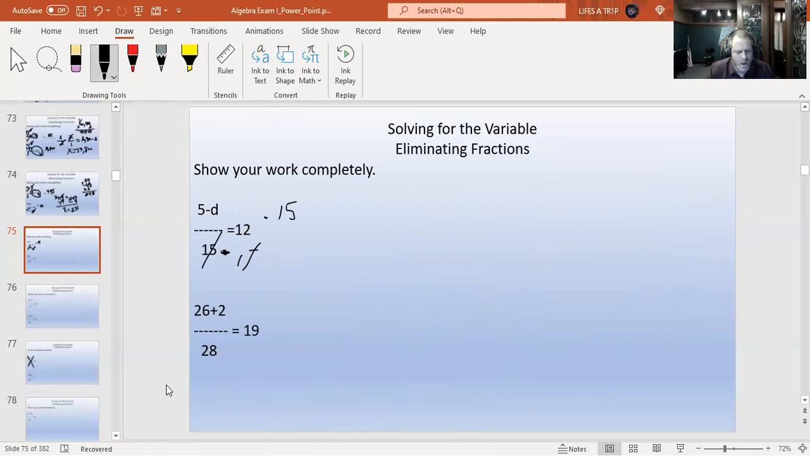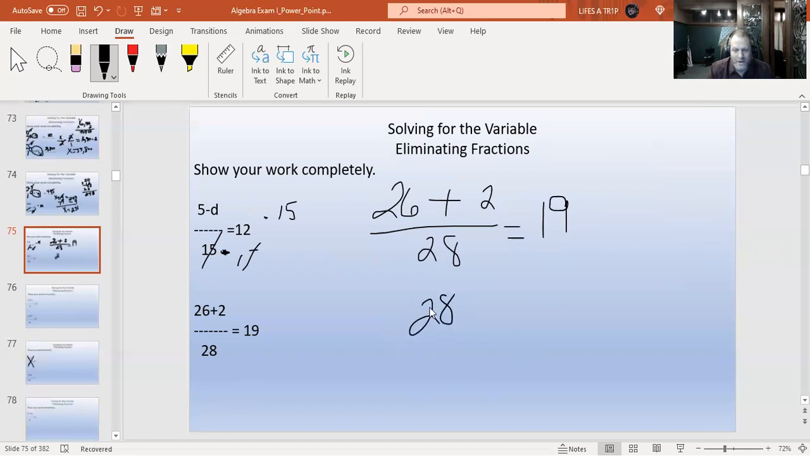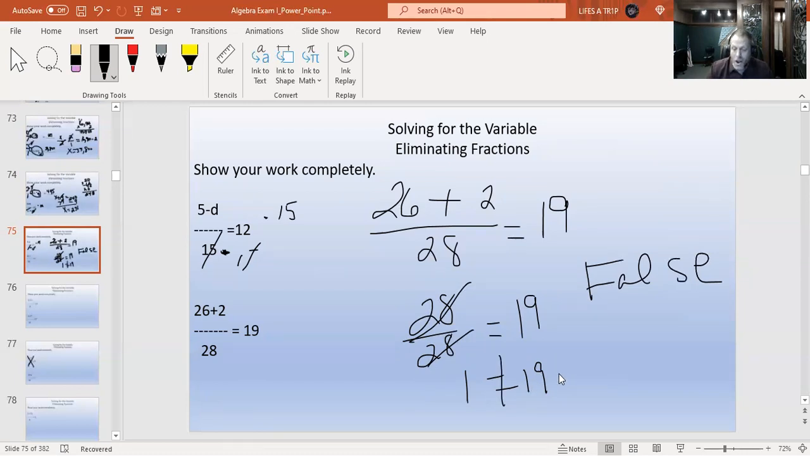Okay. All right, so let's look at this bottom one here. Not last one, but the bottom one. So this doesn't have a variable, does it? I did that on purpose to try to trip you up, right? To see what you would do with this 28 over 28. 26 plus 2 is 28 over the 28 equals the 19. And also see if you remembered 1 equals 19. Is this true or false? This is false. 1 does not equal 19. And it is not a solution. For it to be a solution, it would have to be 1 equals 1 or 19 equals 19. So not a solution.